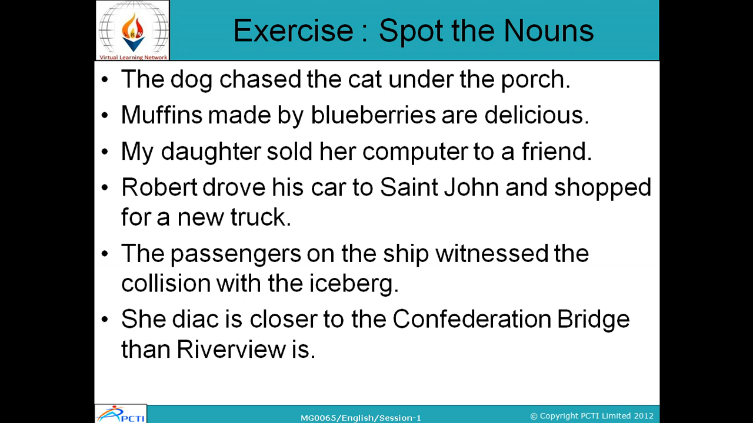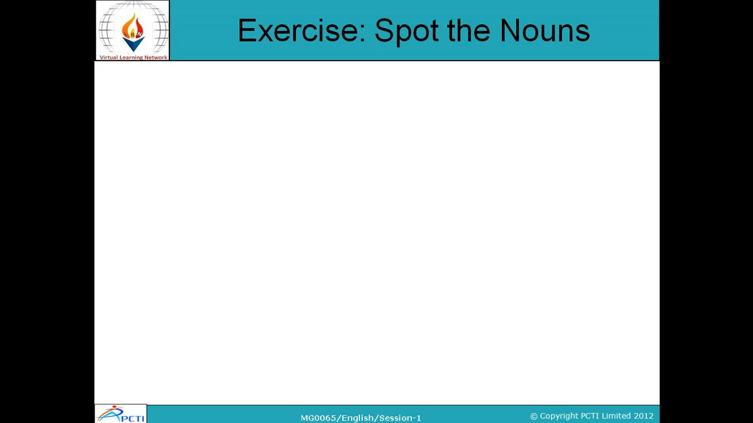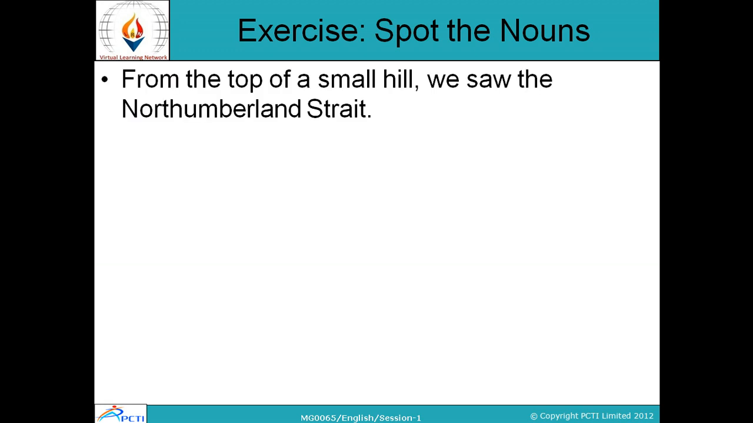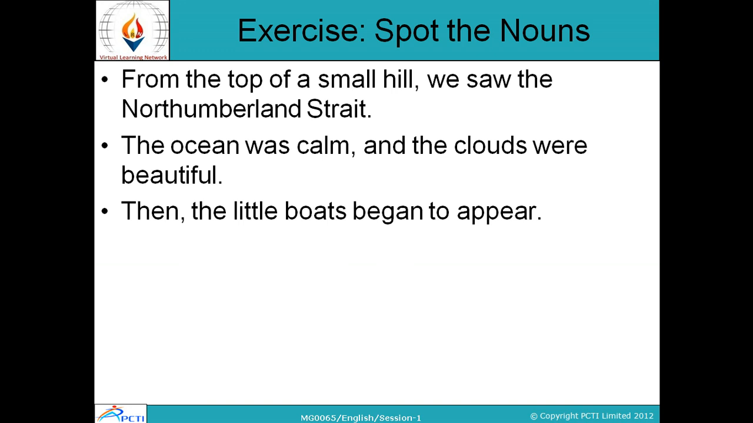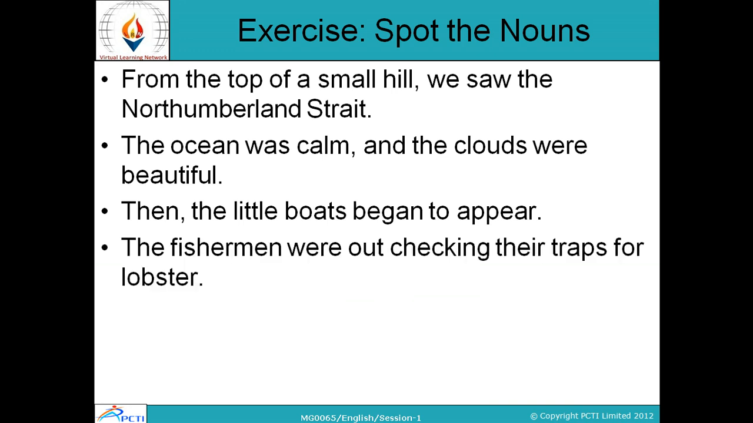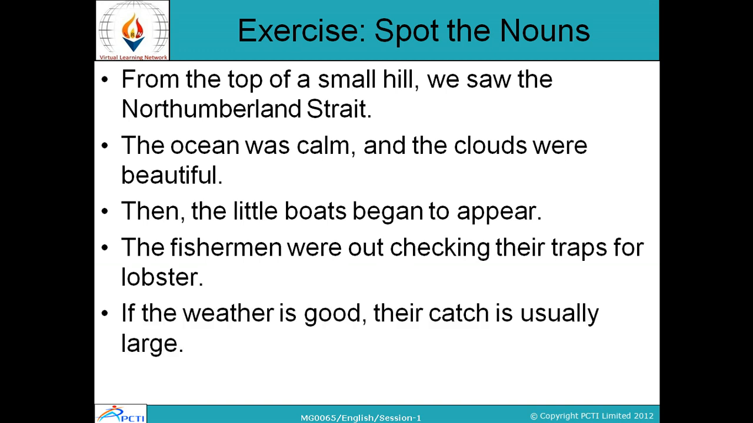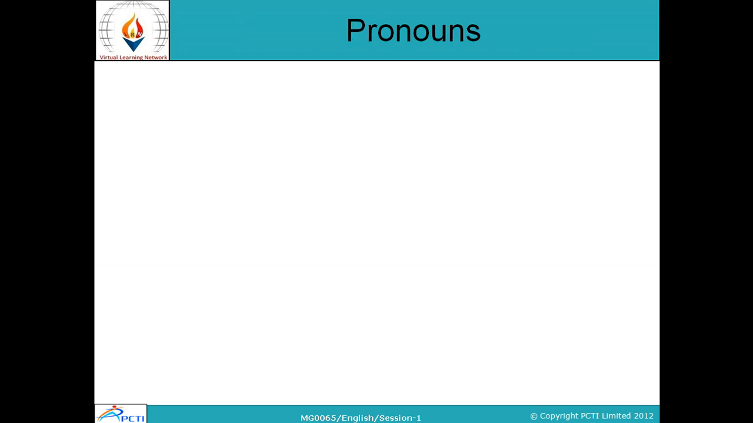So now you can spot the nouns in all these sentences, and if you will be able to spot the nouns in these sentences, then of course things would become easier for you. Let us have another set of activity, another set of exercise for you to spot the nouns. From the top of a small hill we saw the Northumberland Strait. The ocean was calm and the clouds were beautiful. Then the little boats began to appear. The fishermen were out checking their traps for lobster. If the weather is good, their catch is usually large.